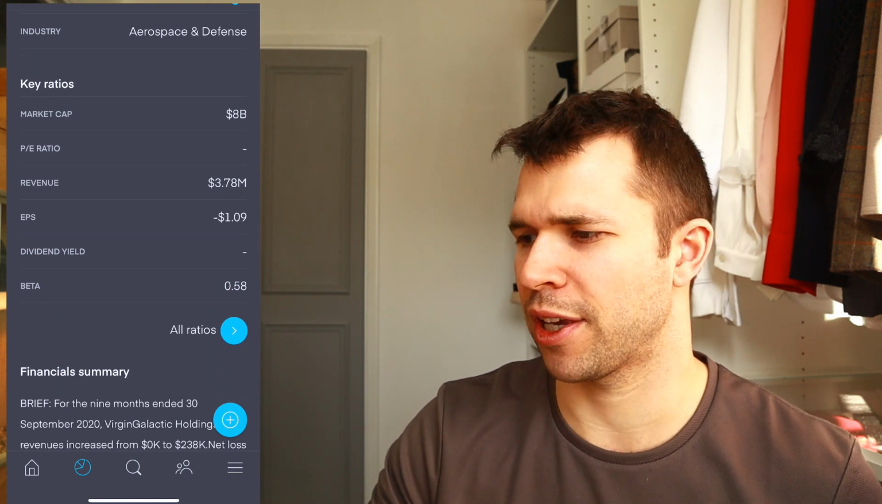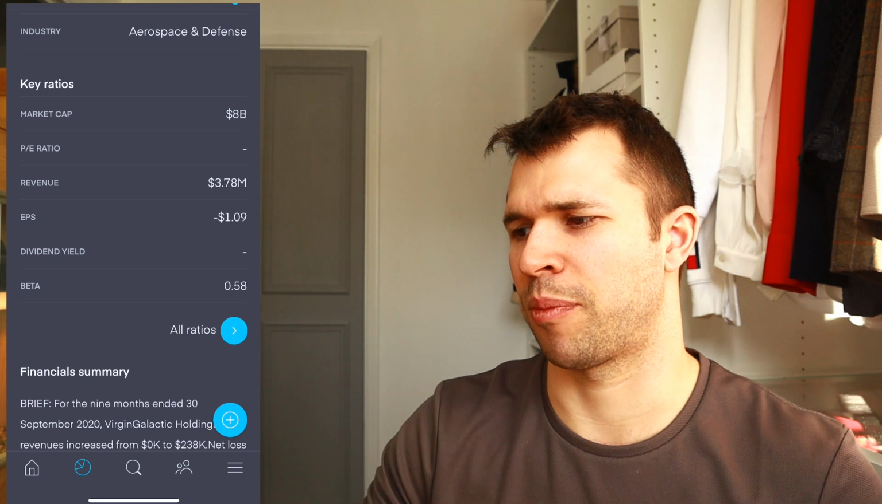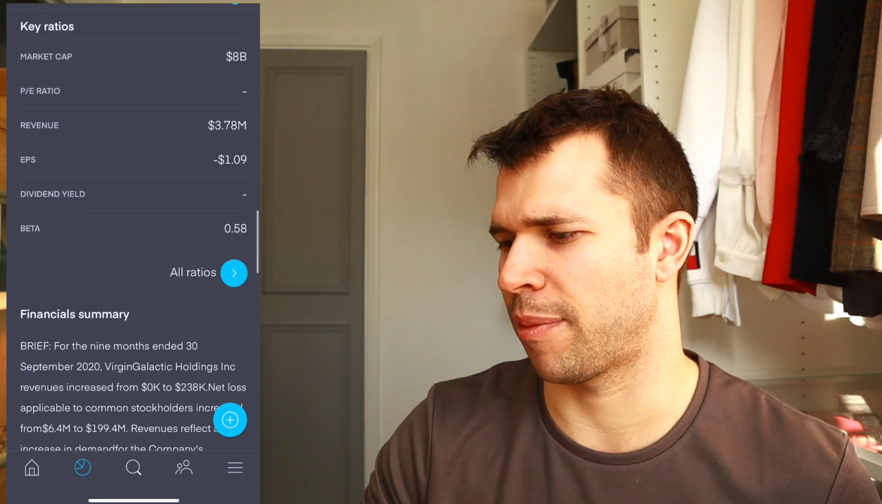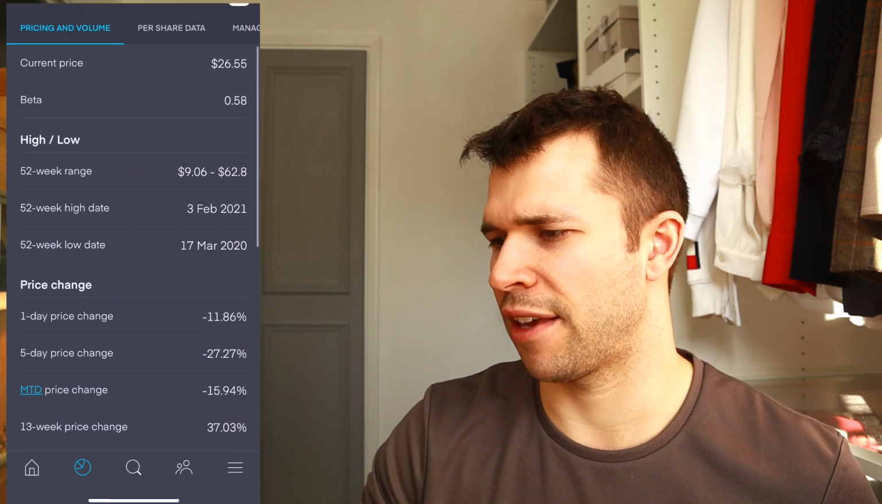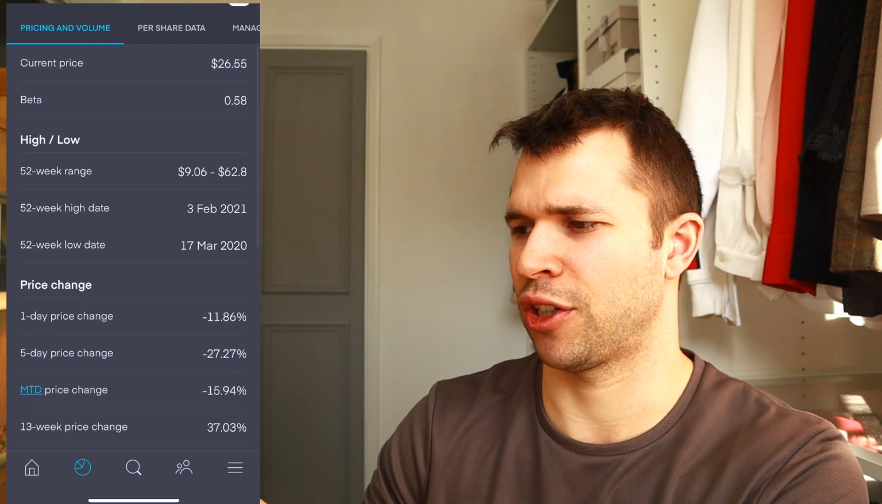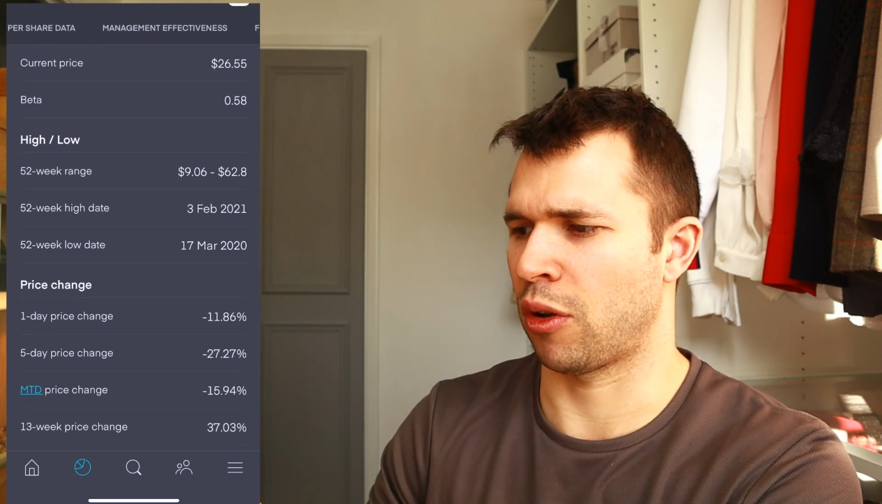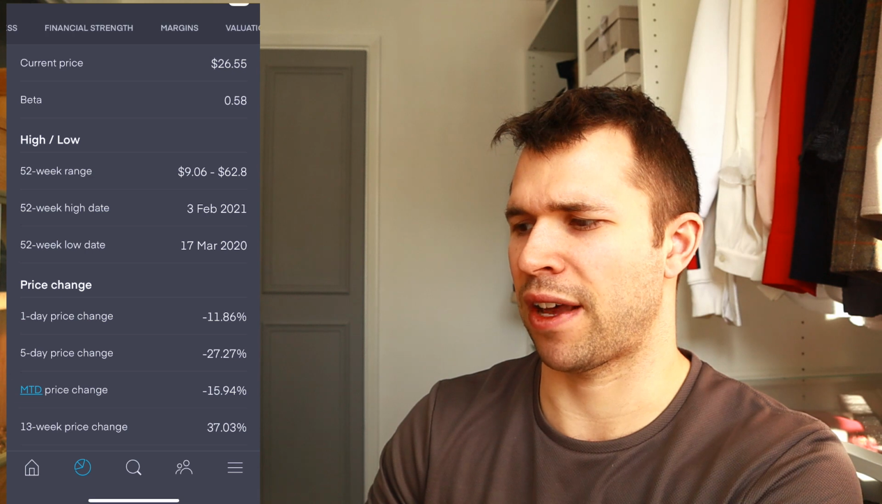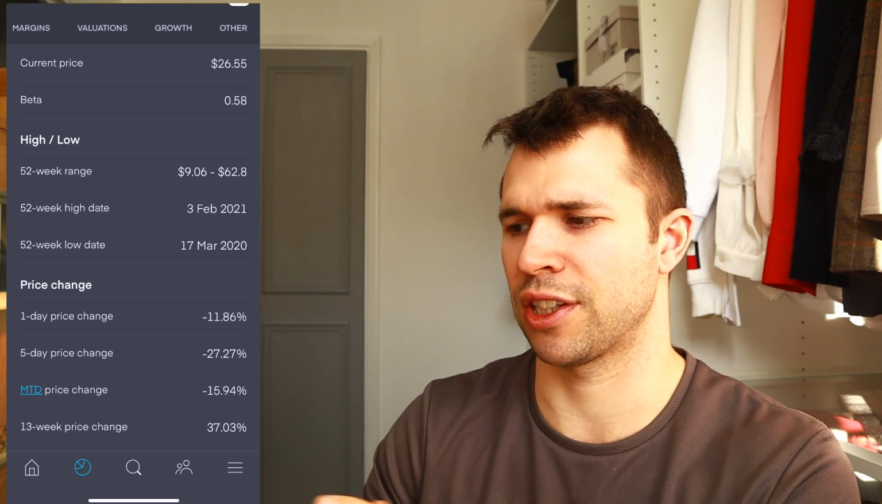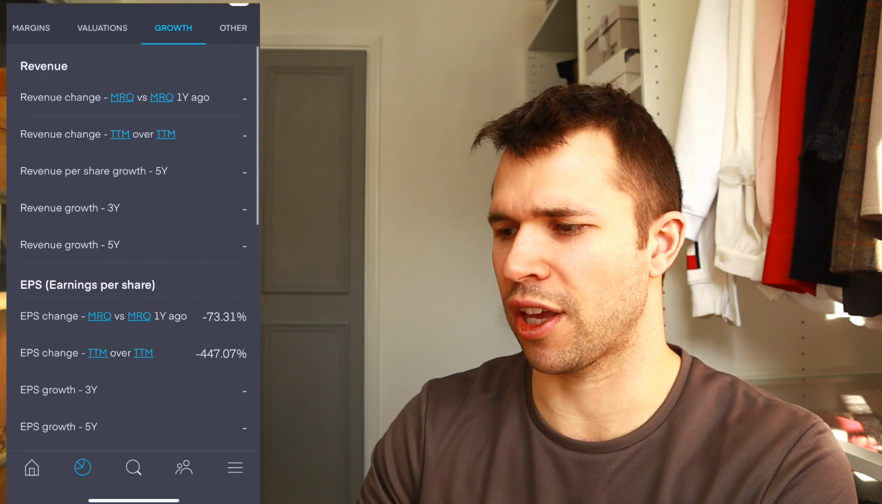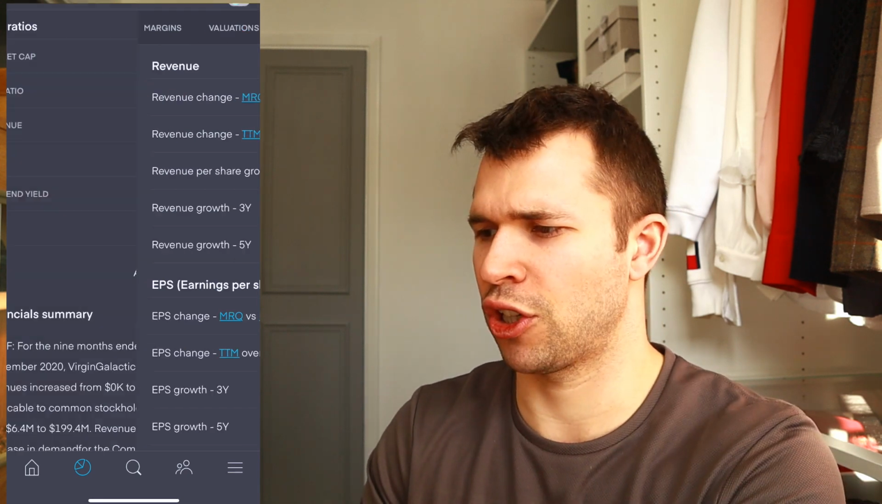What the market cap is, some of the key fundamentals, your PE ratios, your revenue, your EPS. And then you can actually get even more involved in that information. So there's pricing and volume, per share data, management effectiveness, financial strength, margins, values, growth and other. That's all really good metrics to use.